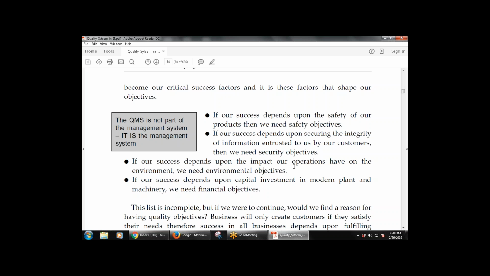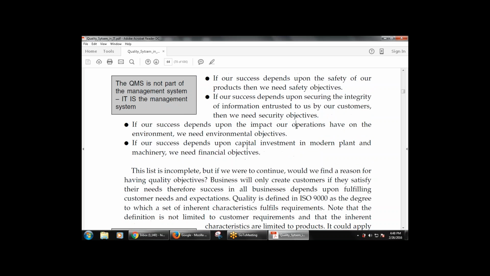So it depends on the requirement of the organization, what the customer requires, and that is achieved through the objective. Whatever the objective that is available is used for the objective terms.